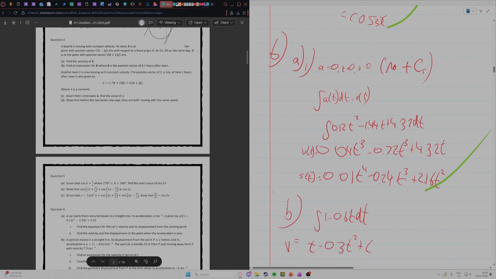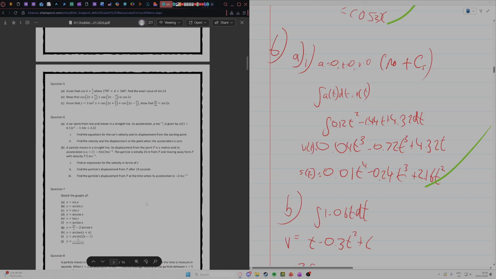Right, this next question. Variable acceleration. It gets very repetitive because they just give you the same functions. So it says that it starts from rest, and we know that the starting acceleration is going to be 0, and then the starting velocity is also going to be 0 because it starts from rest.